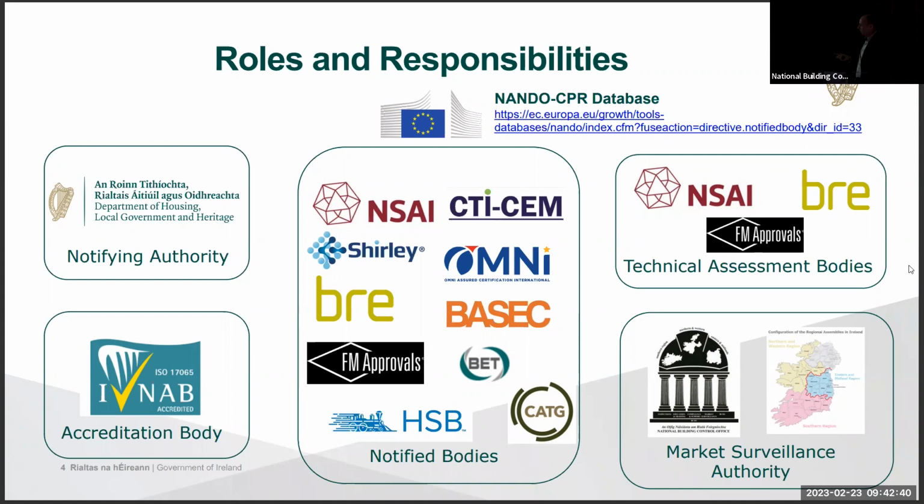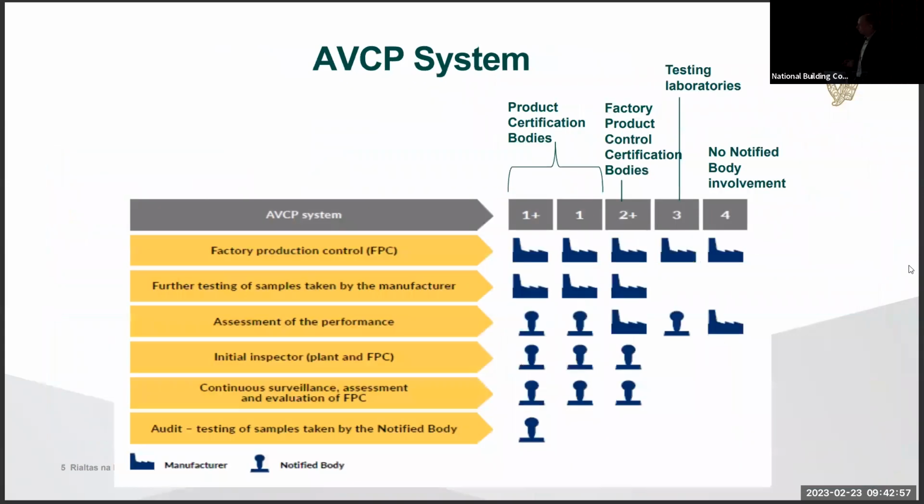And finally, we have the market surveillance authorities. In Ireland, each of the 31 local authorities is a market surveillance authority in their administrative area. In addition, from 2020, the National Building Control was assigned powers, making it a national competent authority for construction product regulations.